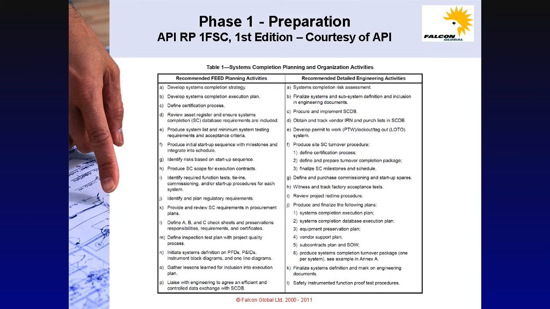During the FEED process, Item A, develop systems completion strategy. Item B, develop systems completion execution plan. Item H, produce systems completion scope for execution contracts. Item K, provide and review system completion requirements in procurement plans. And Item O, gather lessons learned for inclusion into the execution plan. Notice that these activities are all carried out during front-end engineering design, the definition phase.